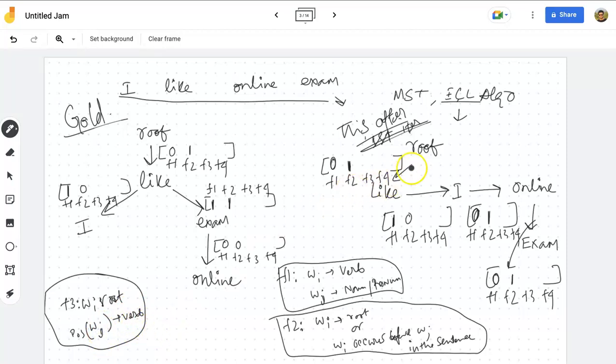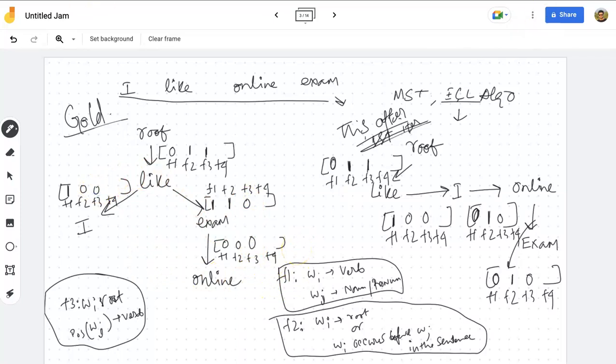So let's check. Here wi is root, it is fine, and wj is like, which is a verb, so it is 1. But for other dependencies, root is not there, so obviously we don't need to check the second part. It will all be 0. Again for this also it will be 1, but for other cases it will be 0. So F3 is also over.